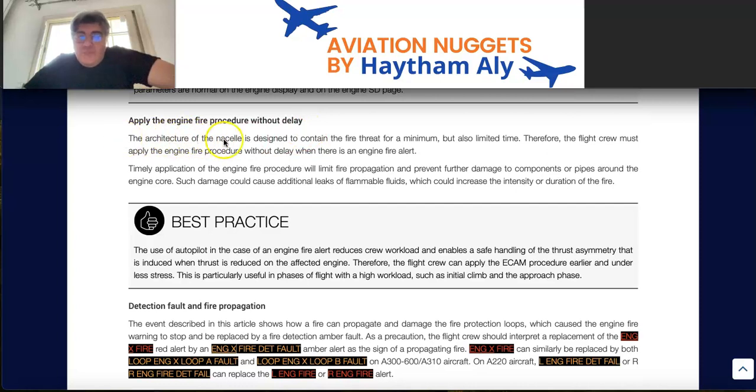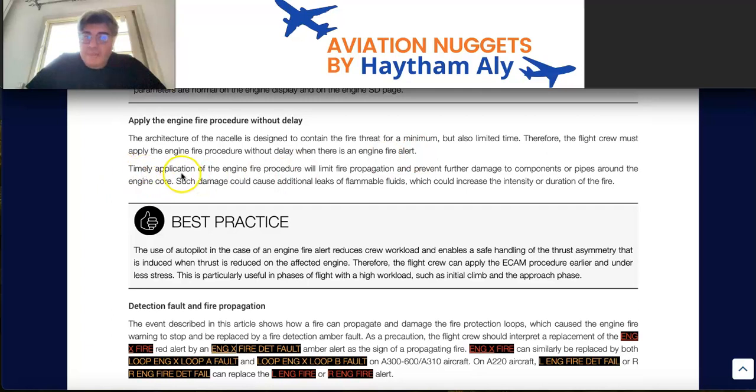The architecture of the nacelle is designed to contain the fire threat for a minimum but also limited time. Therefore, the flight crew must apply the engine fire procedure without delay when there is an engine fire alert. Again, the flight crew must apply the engine fire procedure without delay when there is an engine fire alert.